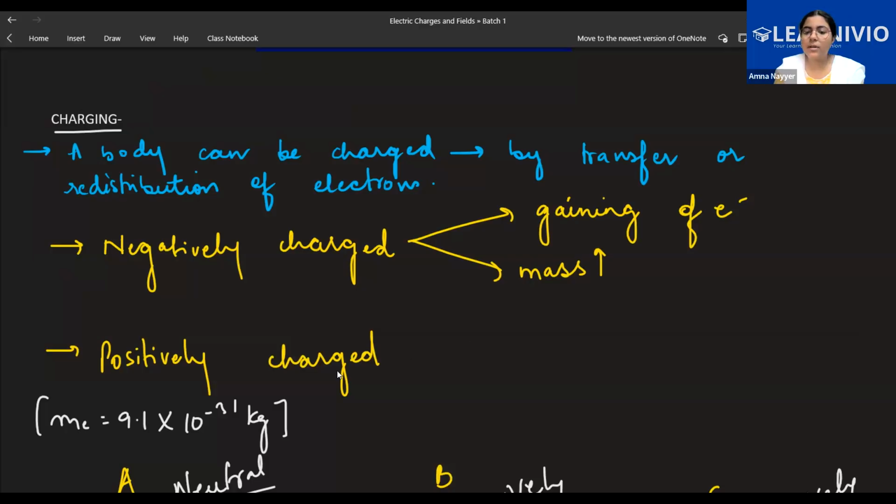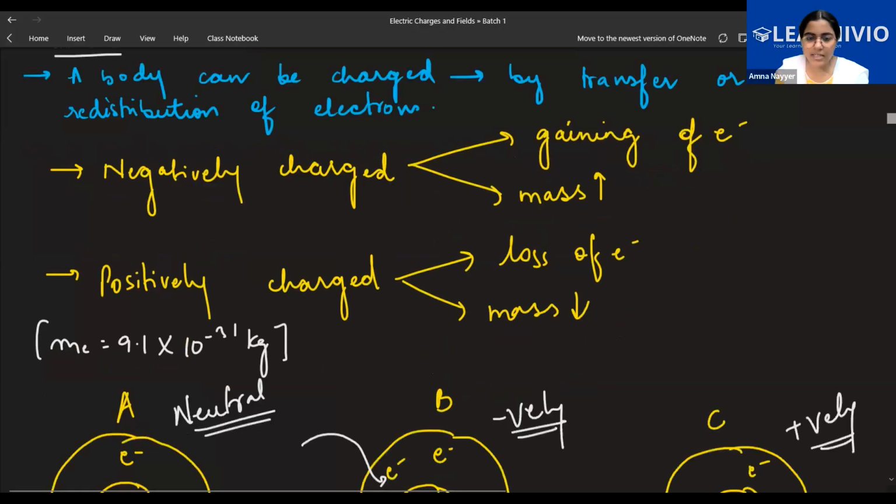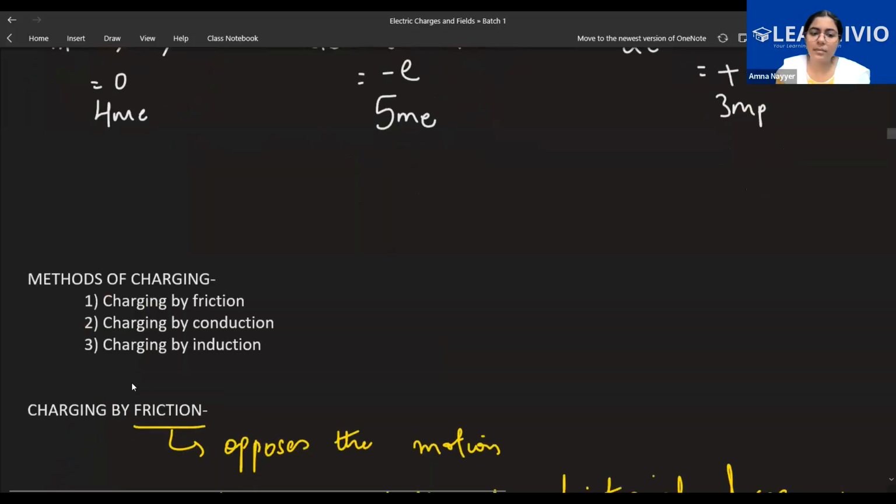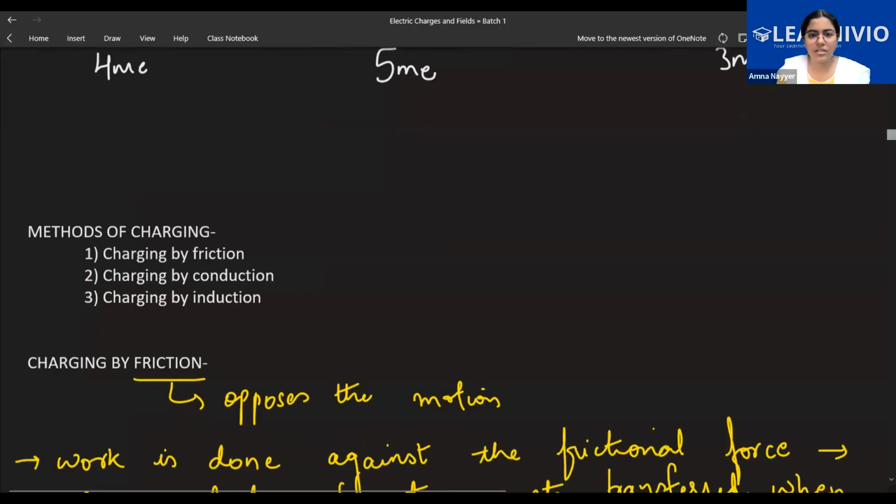And when we're talking about a positively charged body, this is formed by loss of electrons. And since electrons are lost, the mass decreases. Tell me, Ali, this part is fine? Did you understand this? Yes, ma'am. Okay. Now we have 3 methods of charging: by friction, conduction, and induction. So I'll start with friction. First, you just write down this part.